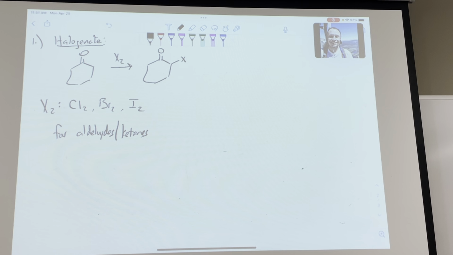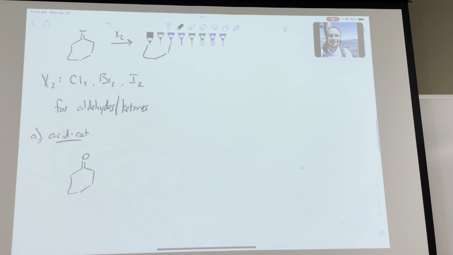So if you're going to do this reaction, you can do it in acid or base. Remember, you can generate the enol under acidic or basic conditions, and so you can do this reaction in acidic or basic conditions. To do this under acidic conditions, the way you typically do it is you use acetic acid. And the acetic acid is going to do two things. It serves both as the solvent and as the acid catalyst for enolization.